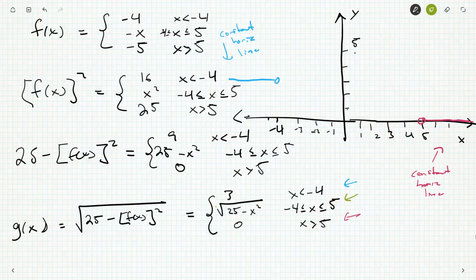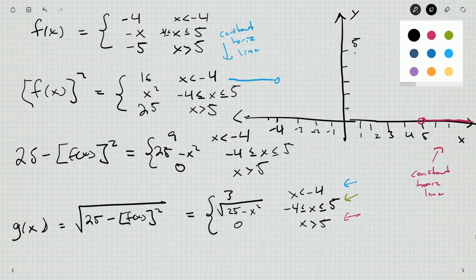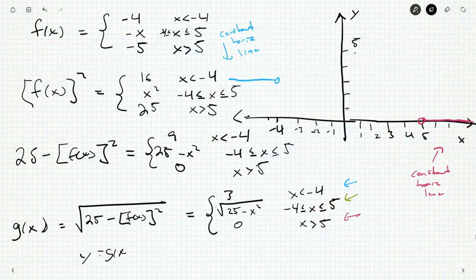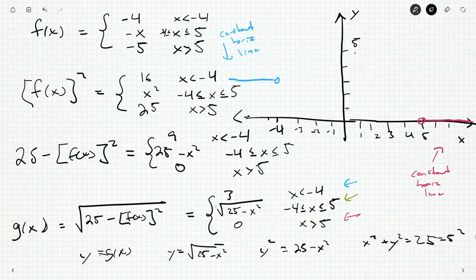And now, root 25 minus x squared. If you haven't seen something like that before, you might be more familiar with it if we're graphing y equals g of x, which we are. You would say, well, then y is root 25 minus x squared. You could say y squared is 25 minus x squared, or you could then say x squared plus y squared is 25, which is 5 squared. And you might be a little more familiar with this. It's a circle of radius 5, centered at 0, 0.